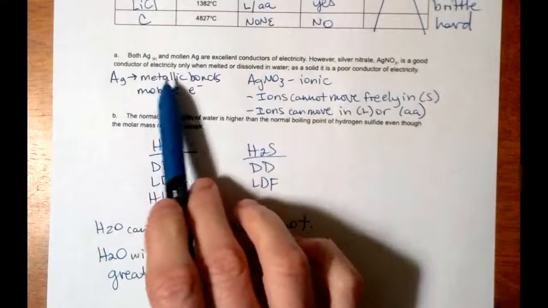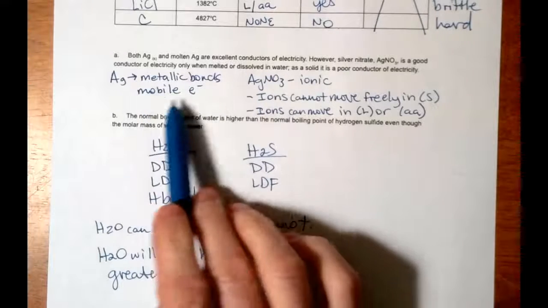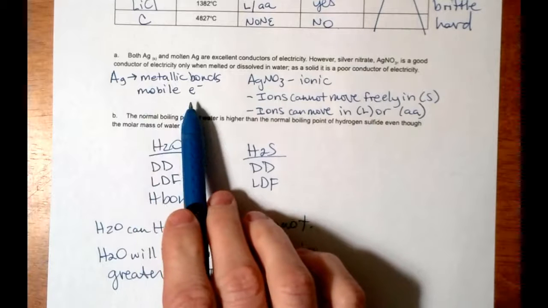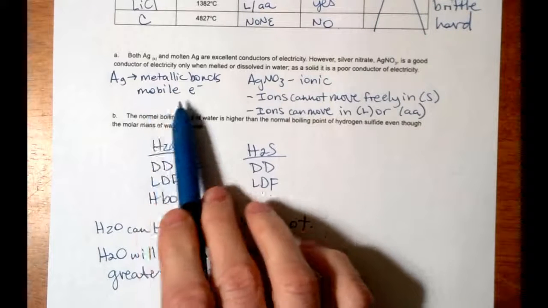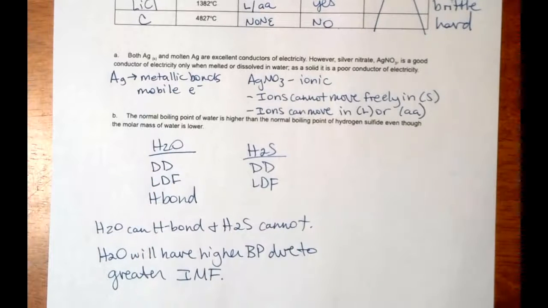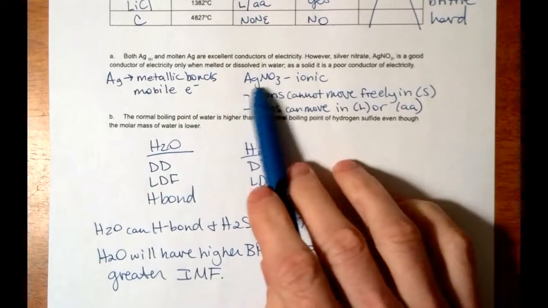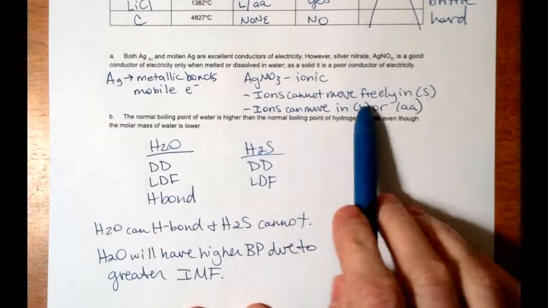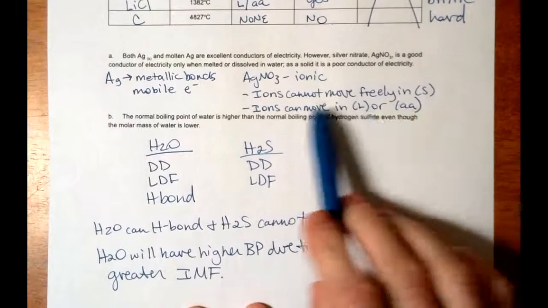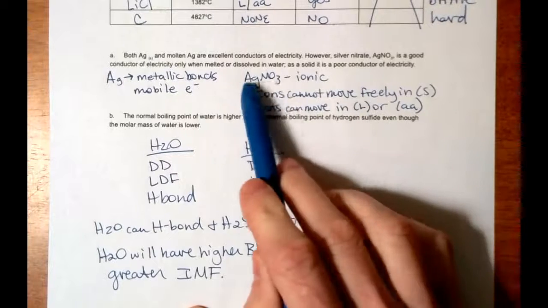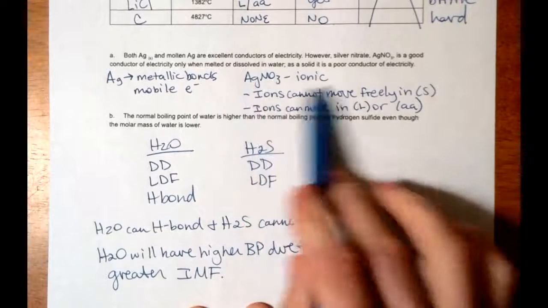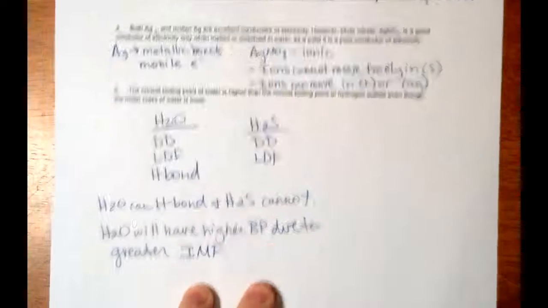Well, silver is metallic bonding. We'll discuss that in another video. Mobile electrons. Because the electrons are free to move around in its solid form, it can conduct electricity. We melt it, same thing. Silver nitrate, though, ions cannot move freely in the solid, but if we melt it or dissolve it, the positive and negative ions can float around, so this can conduct electricity.